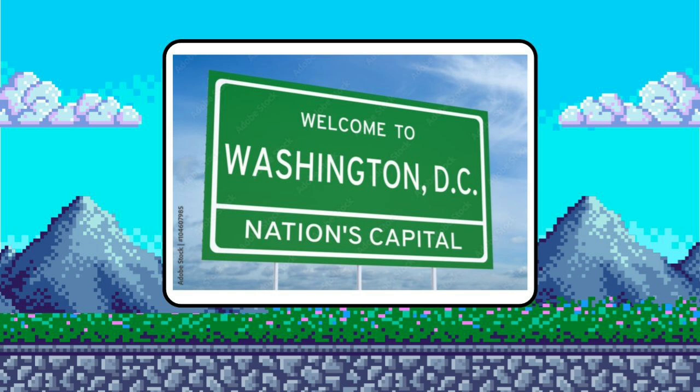What is the purpose of the message or image? The purpose is to welcome visitors to Washington, D.C. and to highlight its status as the nation's capital. How is the message conveyed by the message or image? The message is conveyed directly through the text on the highway sign. The visual style, while unconventional, enhances the message by making it more memorable and eye-catching.